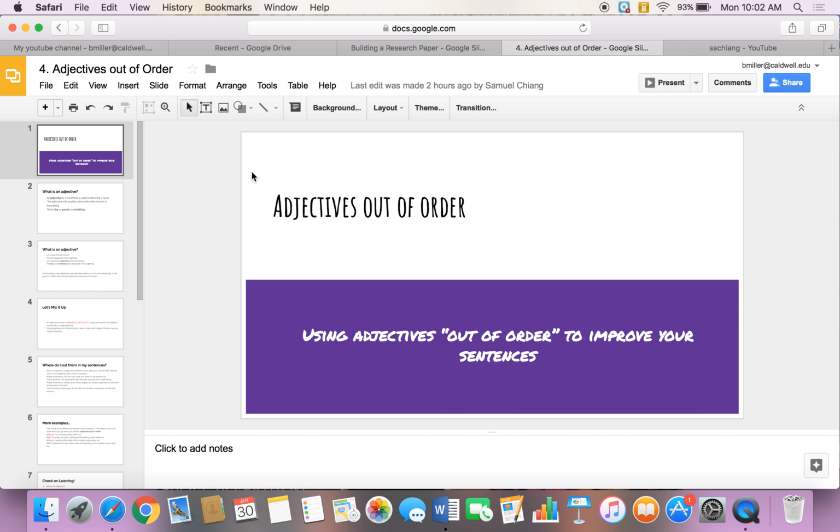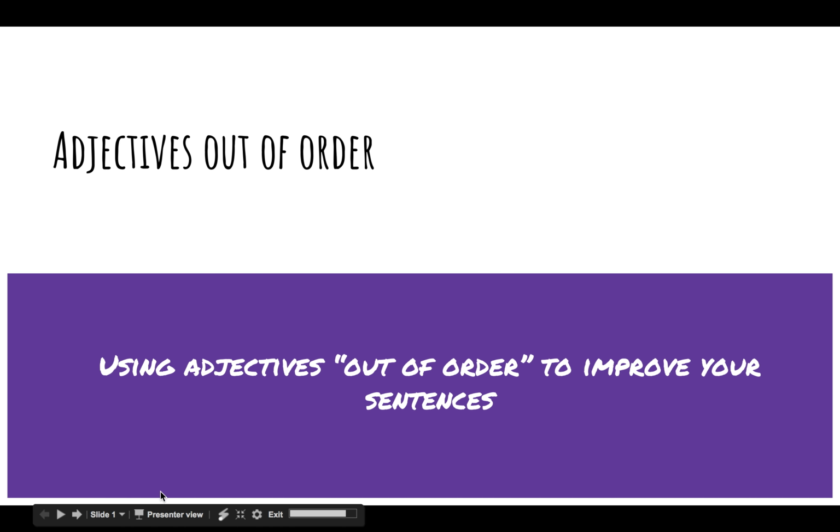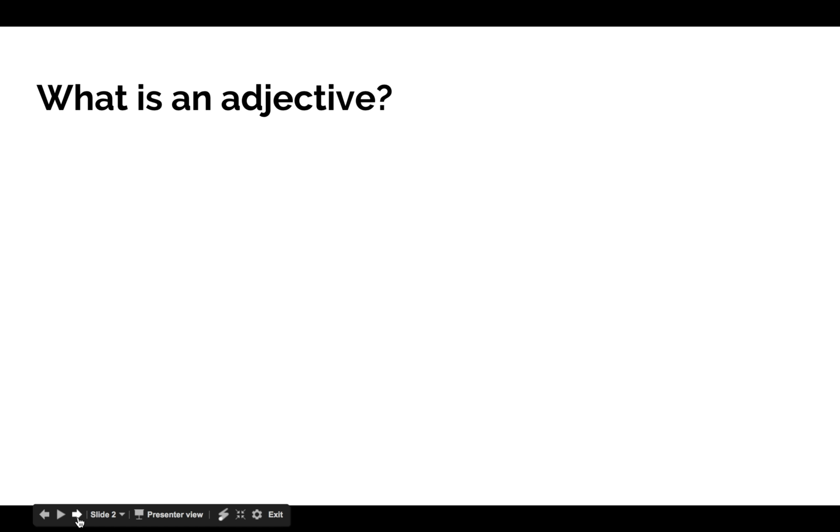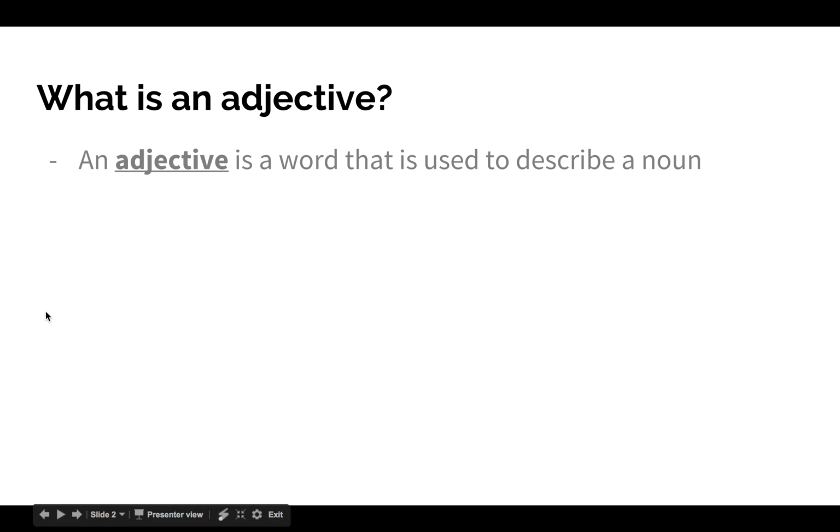Today we are going to be talking about adjectives out of order and how we can use adjectives out of order to improve our sentences. So what is an adjective? An adjective is a word that we use to describe a noun. So we're just kind of bringing it back a little bit. These are some things that you've probably covered before, but we need to have the foundation of this to understand what we're going to be talking about later on.